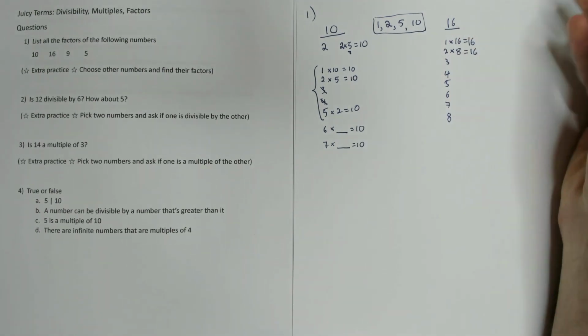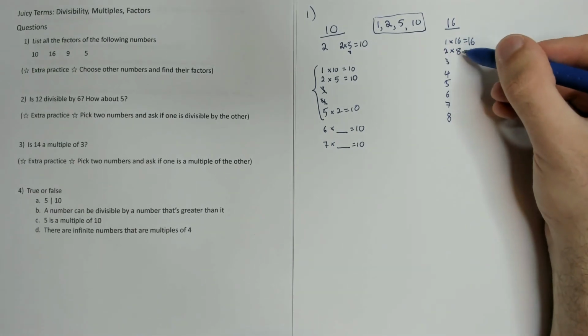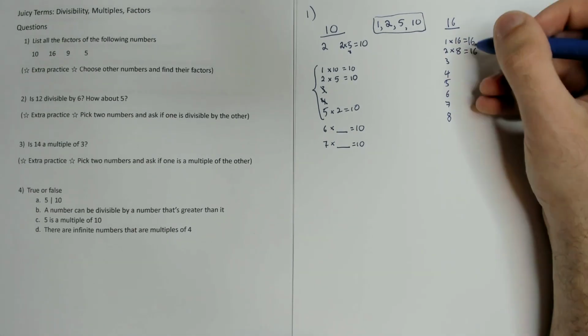Or if we counted by 2s, right, we do 2, 4, 6, 8, and so on, we would eventually get to 16 after we did 8 2s. That's why 2 times 8 is 16. How about 3?